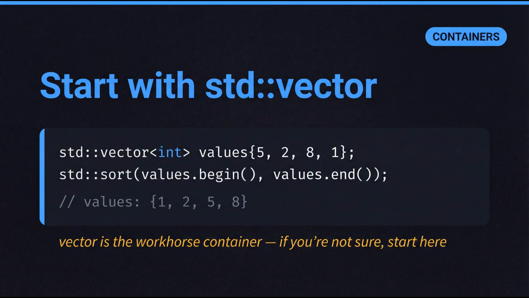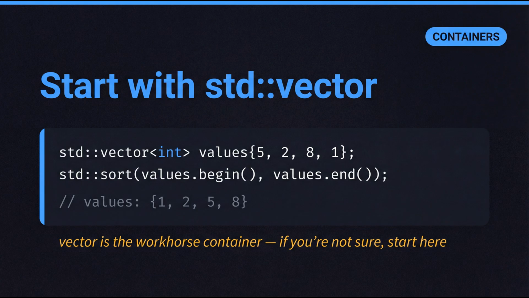You already know vector from earlier lessons. Now, let's pair it with algorithms. We create a vector of integers, 5, 2, 8, 1. Then we call std::sort, passing begin and end iterators. After the call, the vector is sorted: 1, 2, 5, 8.